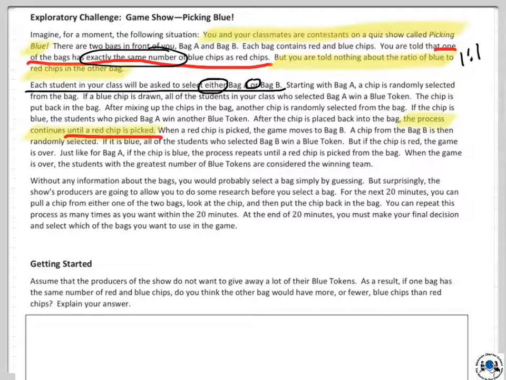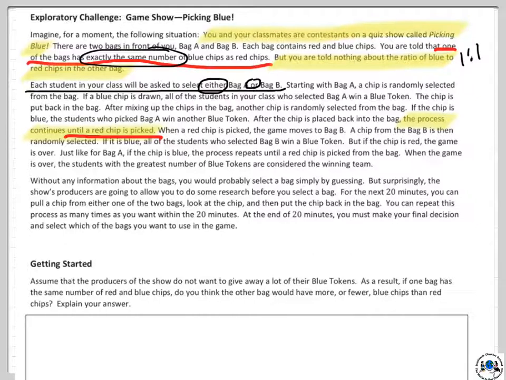You'll win a blue token. So those of you who pre-select a bag, you're going to say, hey, bag A is going to win, or bag B is going to win. Every time we start with A, and if you're on the A team, each time I pick out a blue tile, you will get a token, or let's call it a point. Now that continues until a red chip is picked, or a red tile is picked.